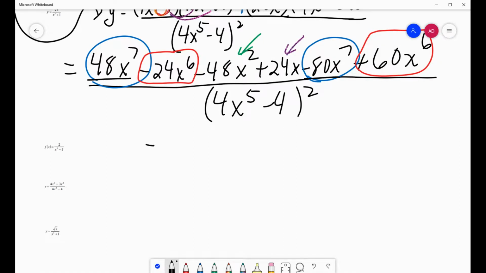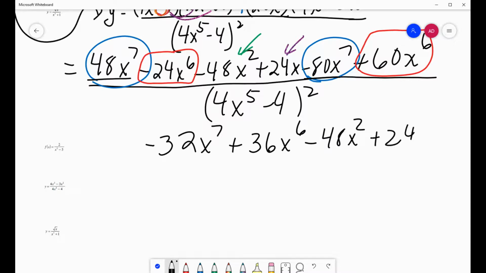now, it's been a little while, so I've done a little math. What? I'm just kidding. Negative 32x to the 7th. And then I have a negative 24x to the 6th plus 60x to the 6th, and of course, that's going to get me 36x to the 6th. I was literally doing that in my head as I was working it out. And then, of course, we have, oops, tripped again. I hate when I trip. 48x squared plus 24x.